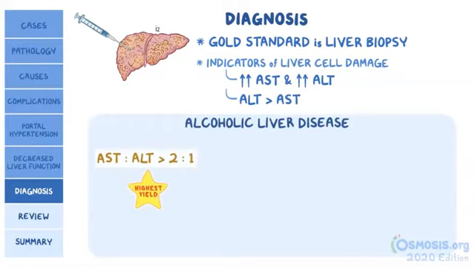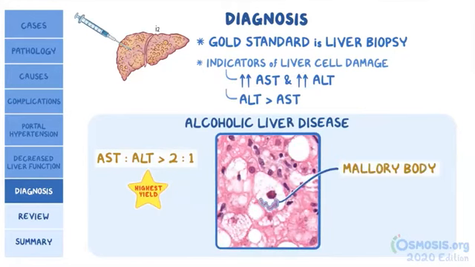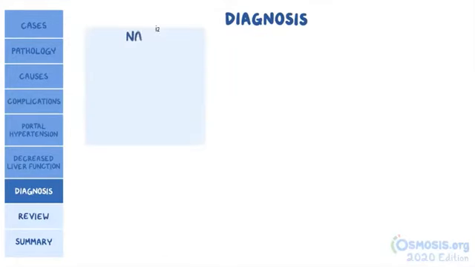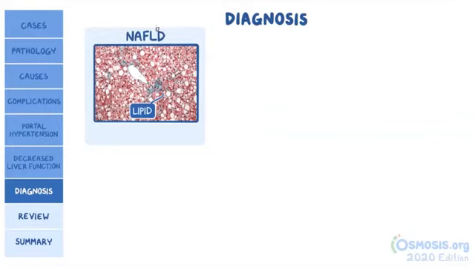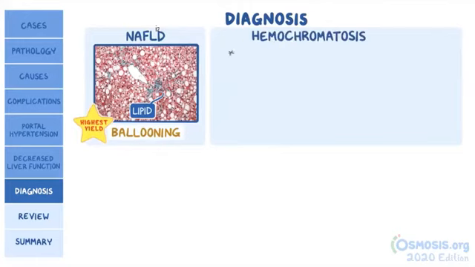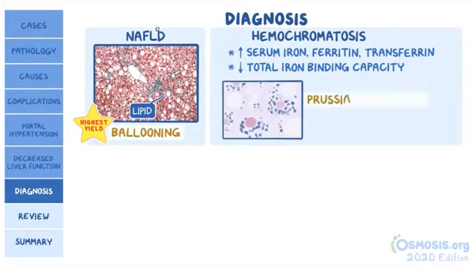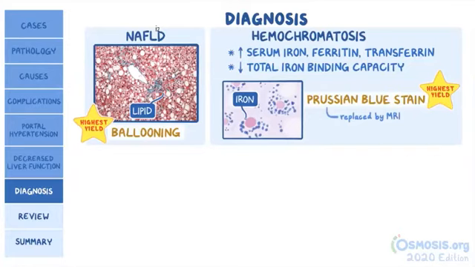For alcoholic liver disease, remember that the histology will show Mallory bodies, which are damaged intermediate filaments that accumulate inside hepatocytes. These are eosinophilic, so they appear pink on the H&E stain. In NAFLD, lipids build up inside the hepatocytes, causing them to swell up, which is called ballooning. For hemochromatosis, look for high serum iron, ferritin, and transferrin, but low total iron binding capacity. Next, a liver biopsy with Prussian blue stain that detects iron is traditionally used, but this has been replaced by MRI, which detects liver iron distribution without an invasive procedure.